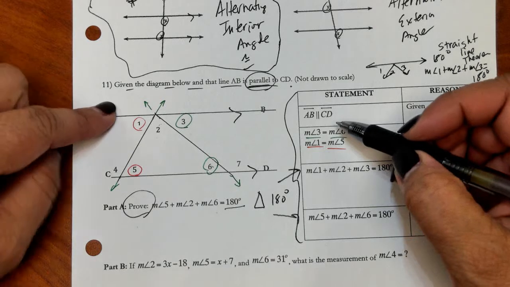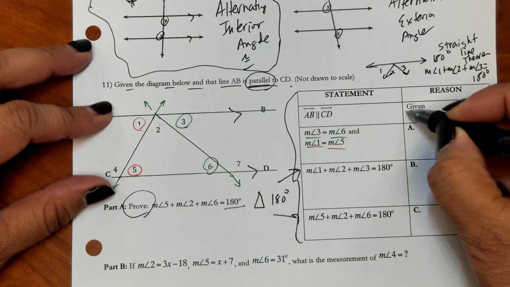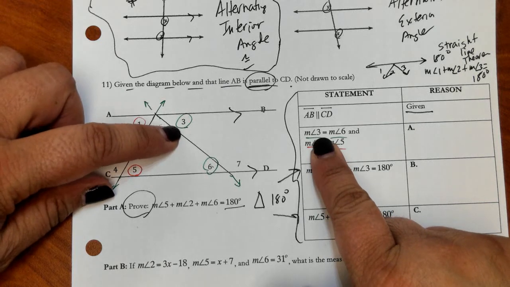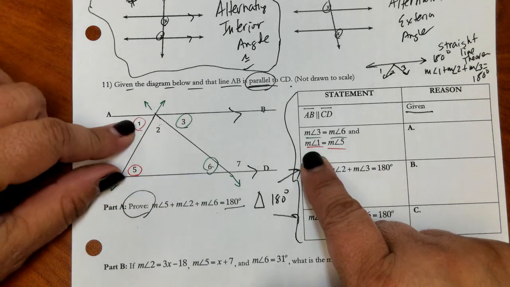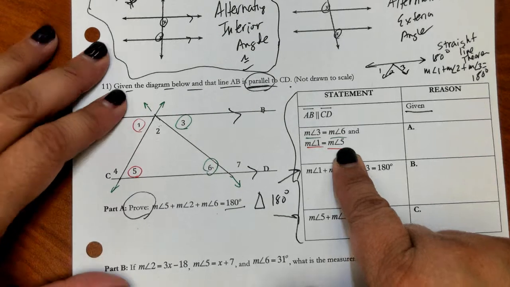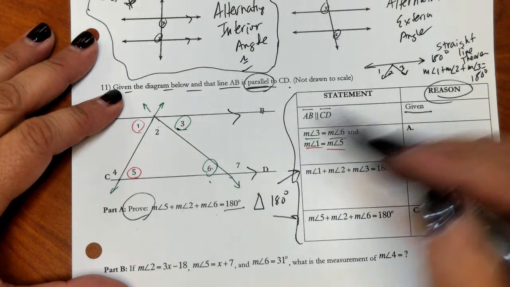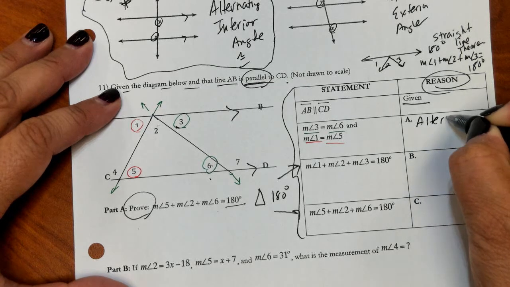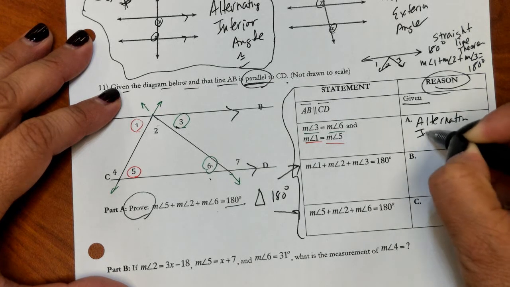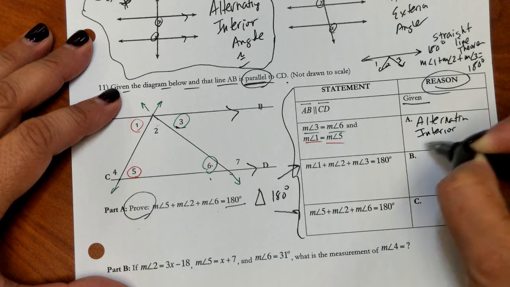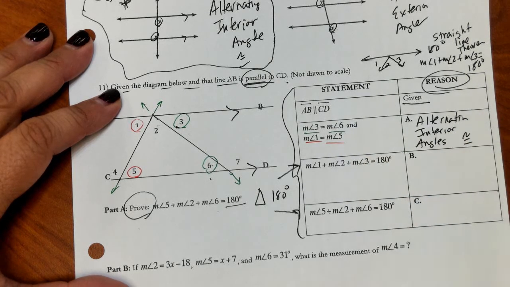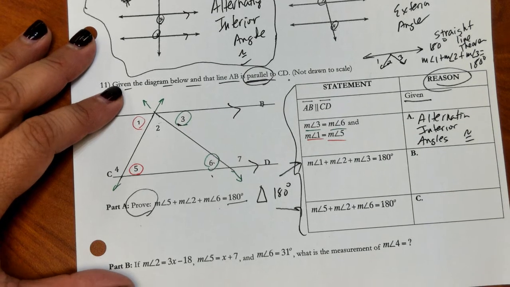Alright, so when AB is parallel to CD, that's given. And then we've already given you a clue that the measure of angle 3 is equal to 6 and the measure of angle 1 is equal to 5. And what was the reason that those are equal? You're right, alternating interior angles. And if you want to put, they are congruent. So that means their measurement's going to be equal.